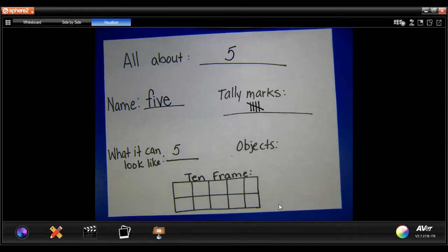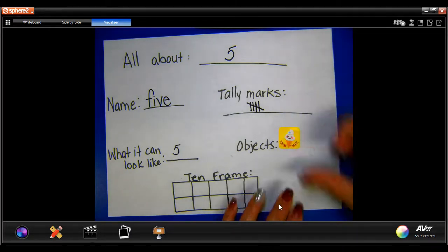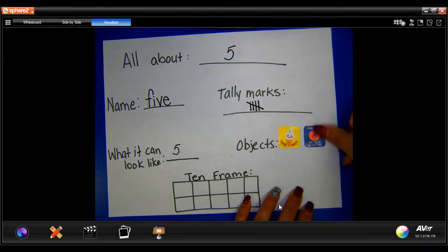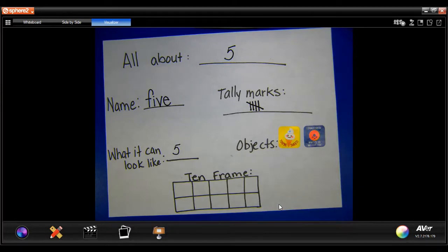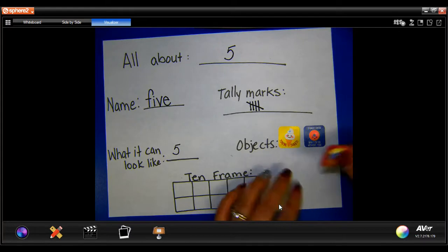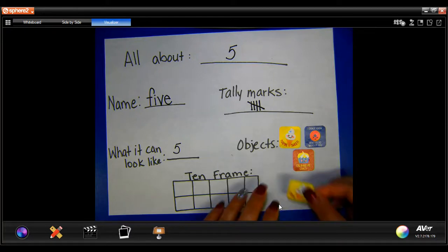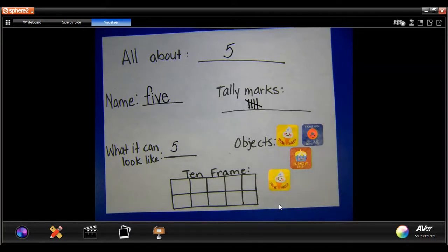Okay, so now we're going to go to objects and we're going to do 5 things. You can either draw 5 circles, 5 happy faces, whatever you want to draw, but it has to be 5. Or if you have stickers, we're going to put 5. So I'm going to put 5. 1, 2. I'm going to put 1 in the middle and then 1, 2, 1 in the middle. 3, 4, and 5.